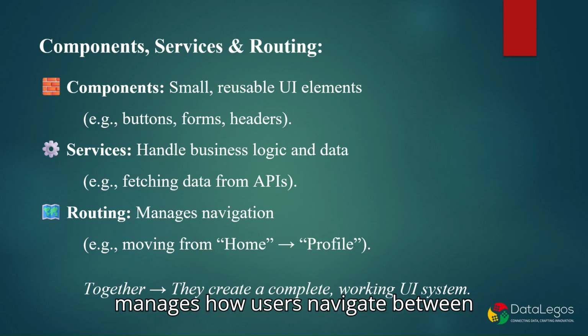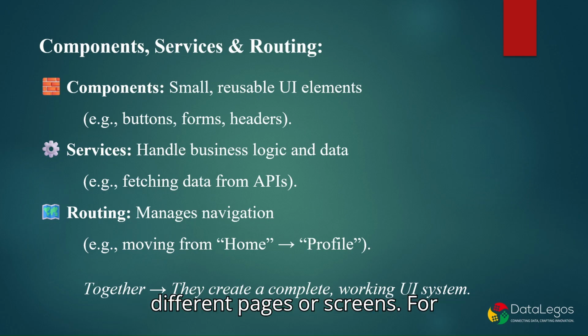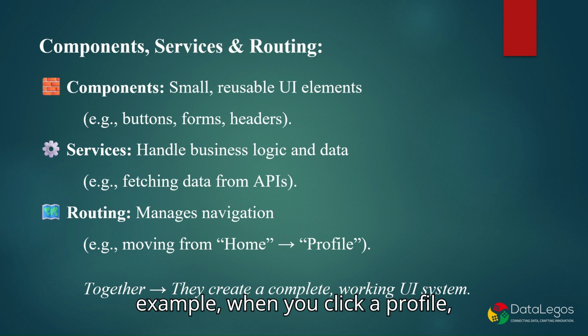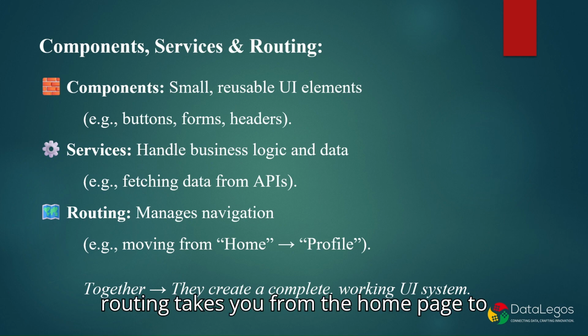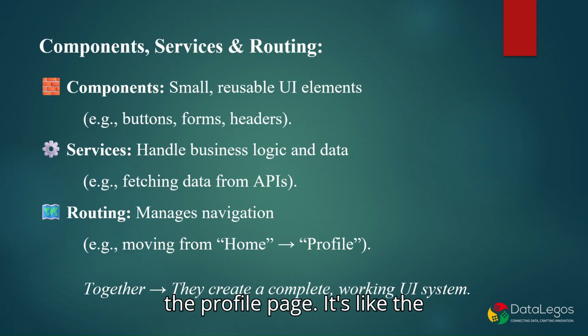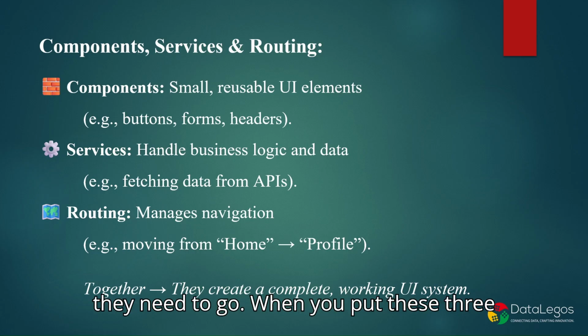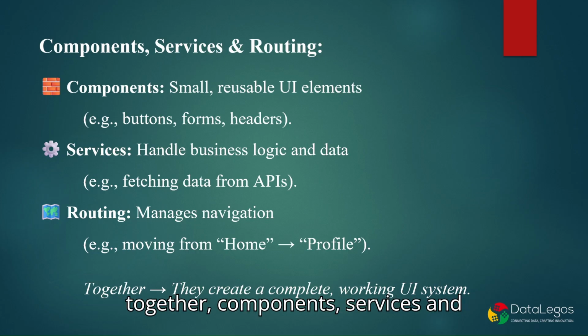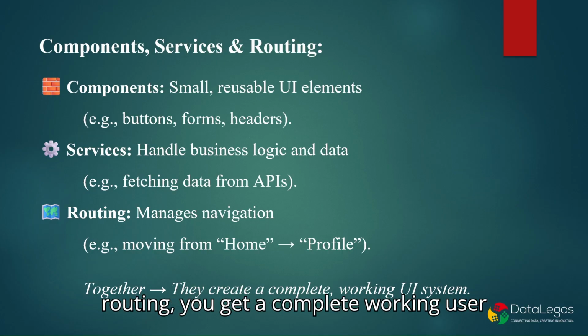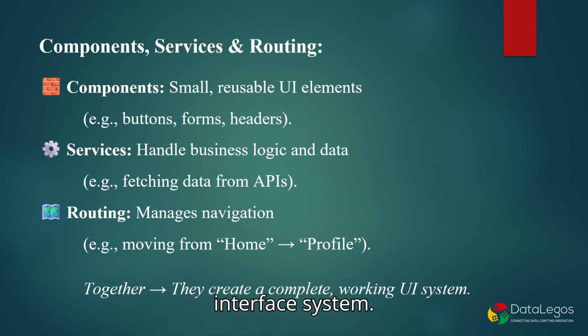Routing manages how users navigate between different pages or screens. For example, when you click a profile, routing takes you from the home page to the profile page. It's like the GPS of your app, guiding the user where they need to go. When you put these three together, components, services, and routing, you get a complete, working user interface system.